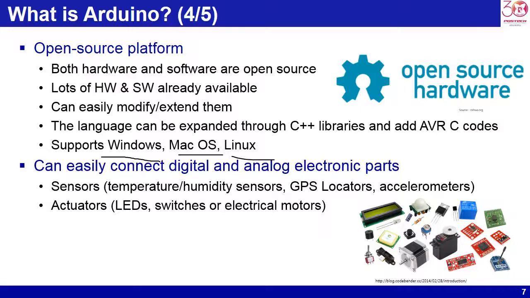Arduino can easily connect digital as well as analog sensors and actuators. That is, it can easily connect temperature sensors, GPS locator sensors, accelerator sensors, and so on. It can also be connected to actuators such as LEDs, switches, and electrical motors.